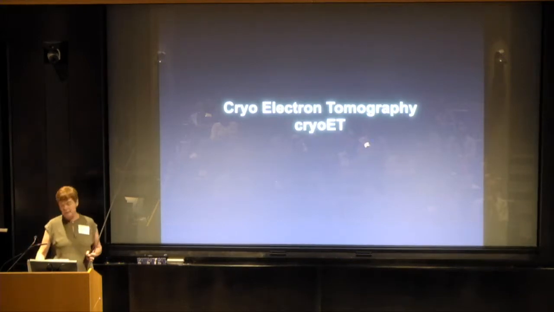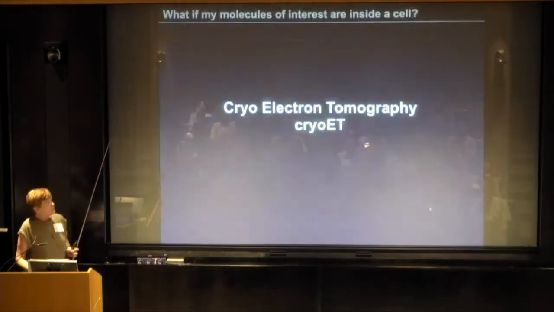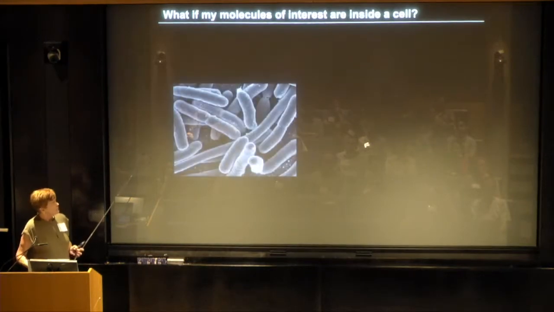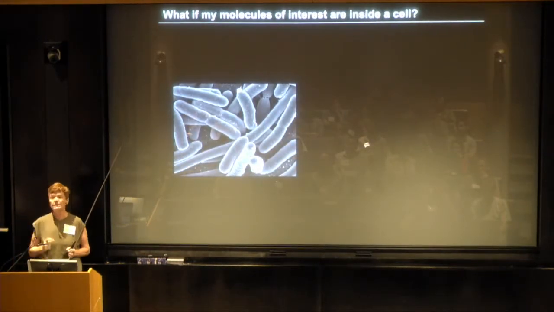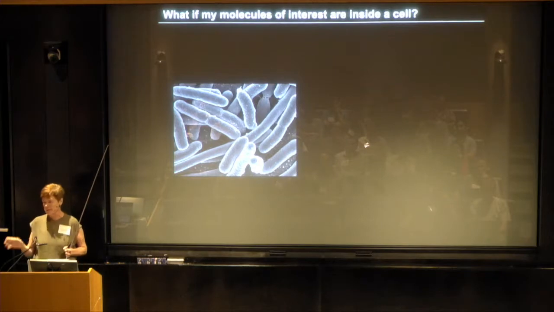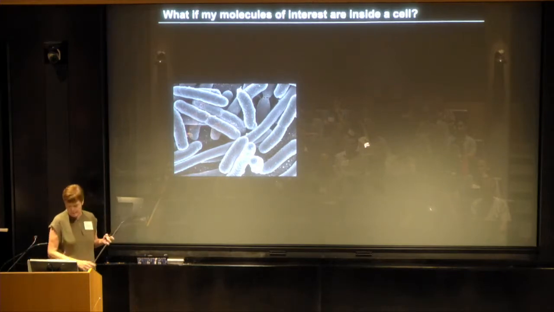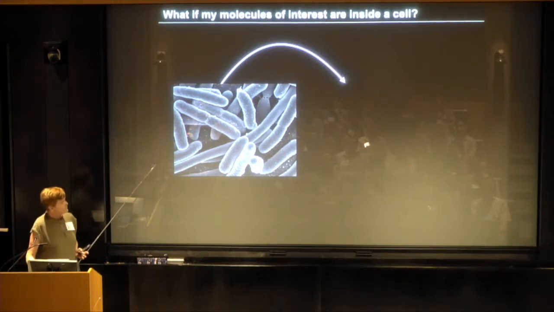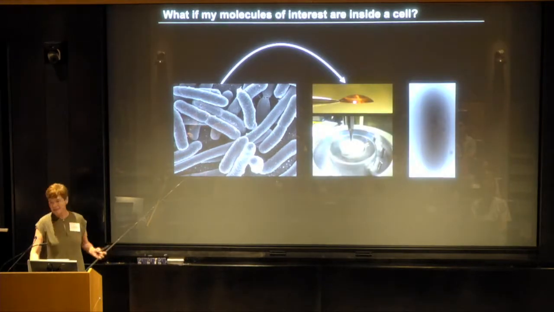This method called cryo-electron tomography we're really interested in, because what happens if the molecules I want to see are inside a cell? They're not purified, they're not in a nice solution, they're inside a big fat cell, not such a big one in this case, a bacteria. Well, if it's small enough, we can use exactly the same method.